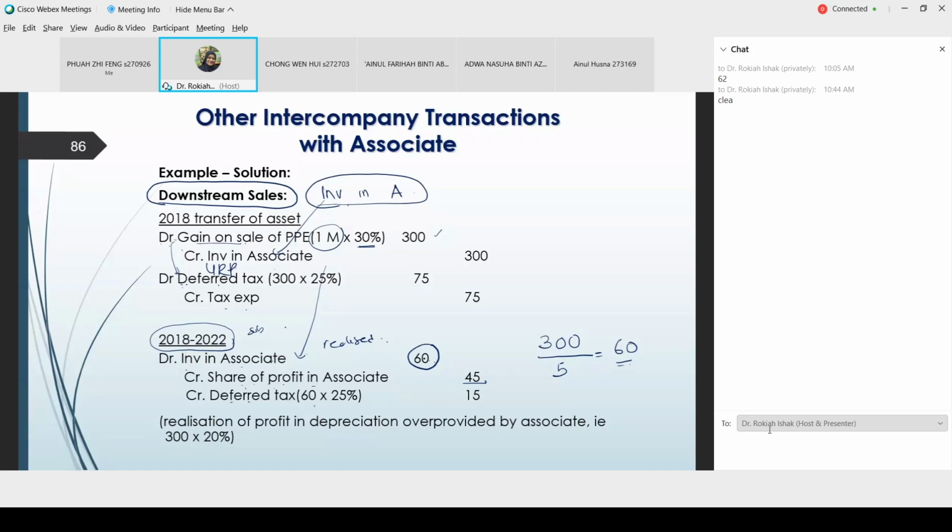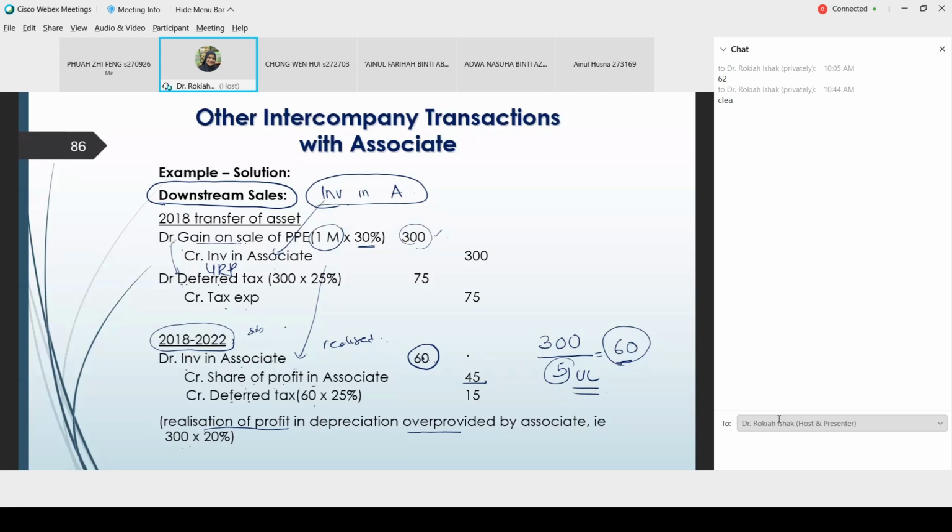So you're going to have here the investment, the one that you realize, realization of profit 60. And then the depreciation over provided by the associate is the 300 times 20 that you have here. So this is what you have: the one that you realize from the use of the assets. The total gain that you have here is 300, so 300 divided by 5. 5 here is the useful life of the asset.